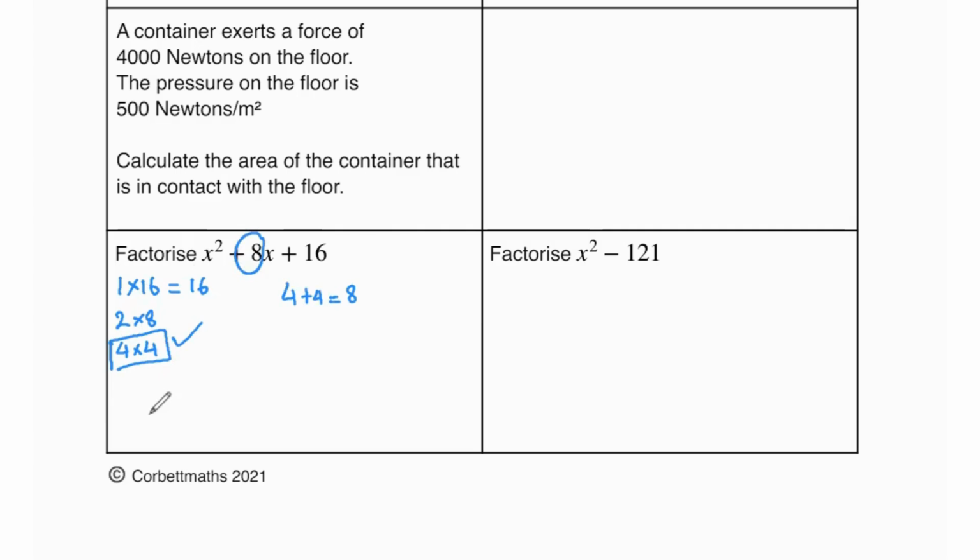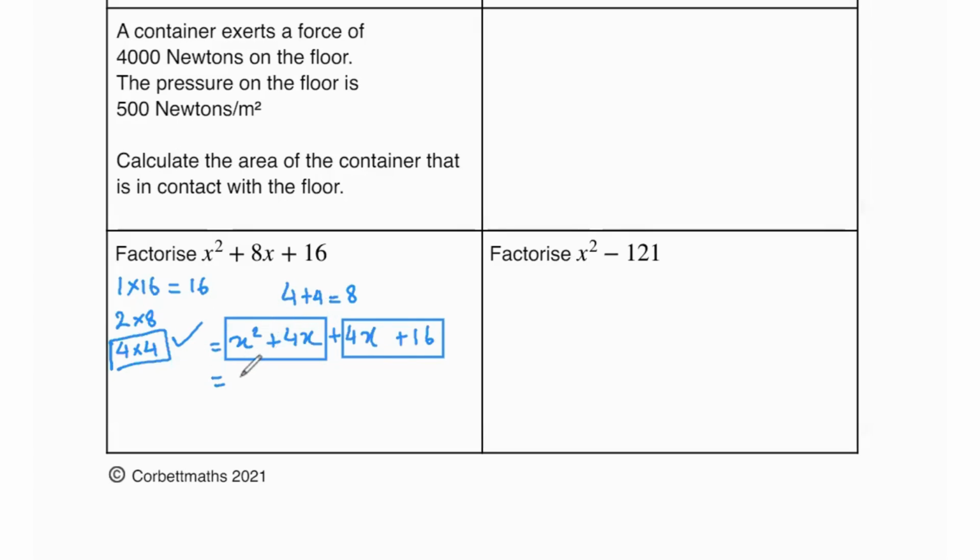Now, once we've selected our factors, we replace the middle term with them, which means positive 8x now becomes plus 4x plus 4x, and everything else remains as it is. So x squared plus 8x plus 16 is rewritten as x squared plus 4x plus 4x plus 16. Once we have done that, we split the equation into two groups. First two terms make one group, and the last two terms make another group. So now we're going to factor these groups separately.